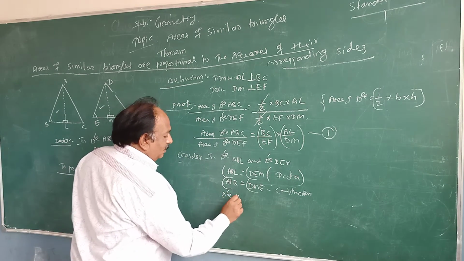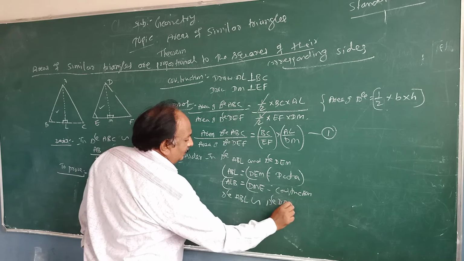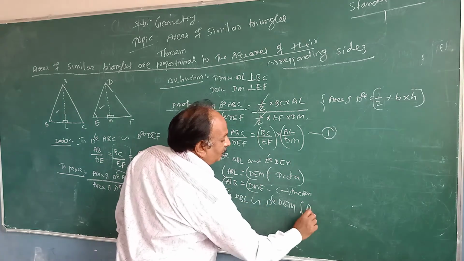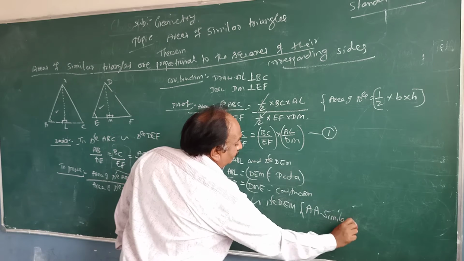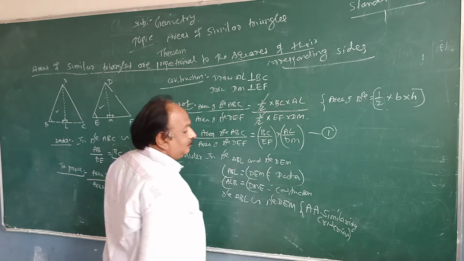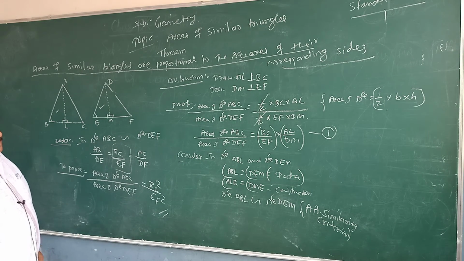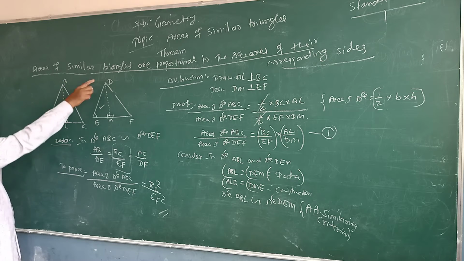Therefore, triangle ABL is similar to triangle DEM. These two angles are equal. We call it AA similarity criterion. Triangle ABL is similar to triangle DEM. Therefore, how do we write? AB divided by DE.